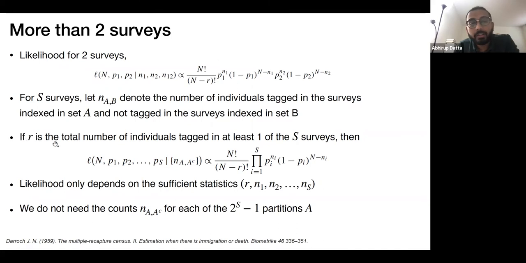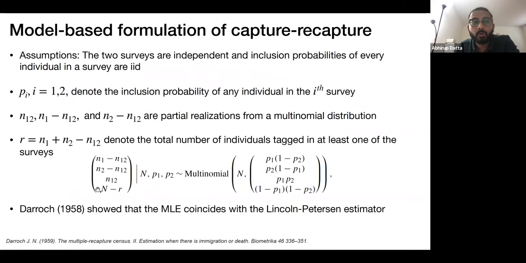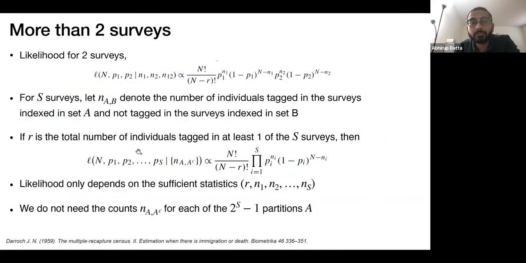If R denotes the total number of individuals tagged in at least one of the S surveys, then you can show that the multinomial likelihood for S surveys, which will have 2 to the power S many partitions. In the previous one, it had 4, or 2 squared, many partitions. For S surveys, it will have 2 to the power S many partitions. That multinomial likelihood can be simplified to this nice form.